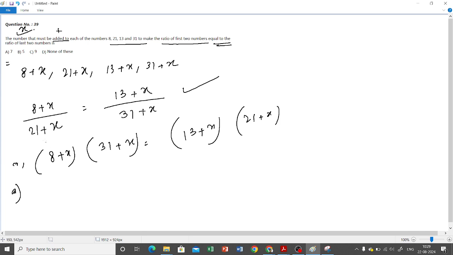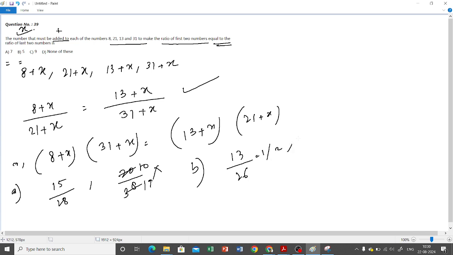Okay, if I take option A, that is 7, that is going to be 15 by 28, which cannot be cut. Now if I take 7 over here, that is going to be 20 divided by 38, so that is not the right answer. If I take B, 5, that means 13 by 26, that is going to be half, and the second one is 13 plus 5, that is 18 by 36, that is also half, so this one satisfies.